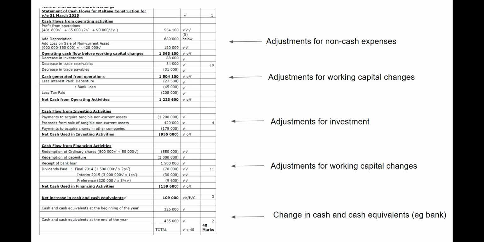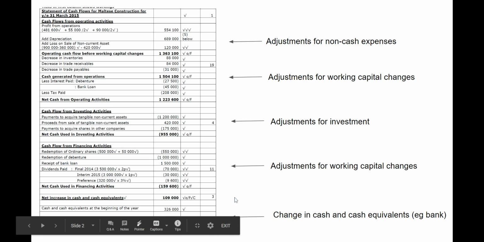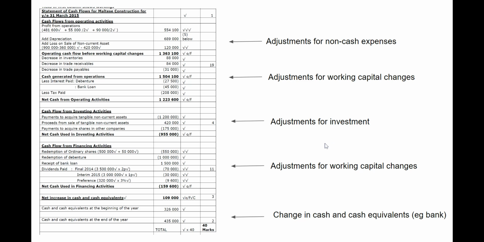And what you should find at the bottom section, if you look at the net increase in cash and cash equivalents of 109,000, is that it should equate to the difference between the cash and cash equivalents at the start of the year and at the end of the year. So in this example, they started the year with 326,000 cash and cash equivalents. By cash equivalents, we mean things like the bank account. And they ended the year with 435,000. If we add 109,000 onto 326,000, we get 435,000. And therefore we have proof that we've accounted for all the cash inflows and outflows of the business.